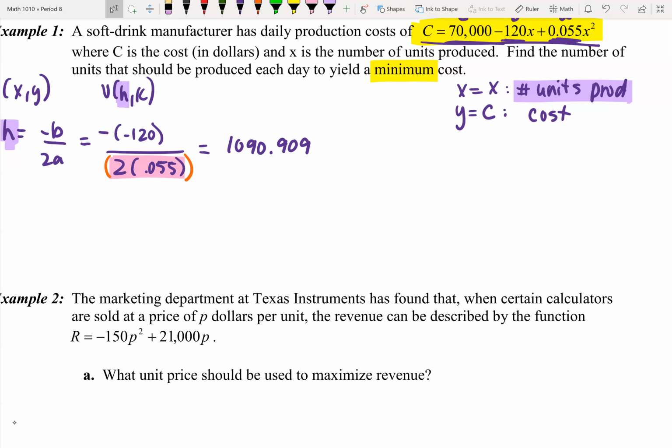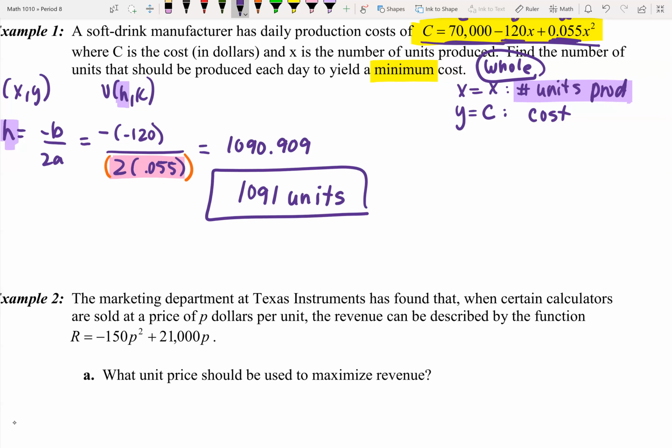So that's my answer. But I want you to write right here, round it to the nearest whole number. So that would be 1091. You must have a label every single time, and you would write the word units.